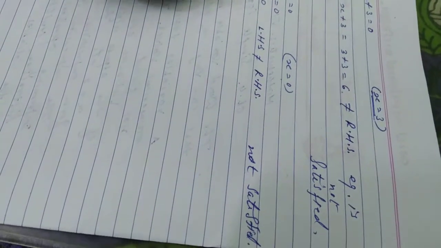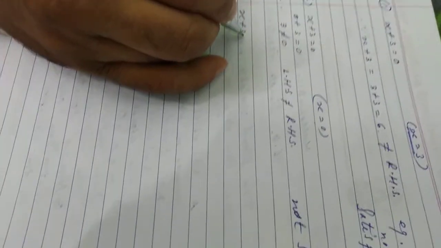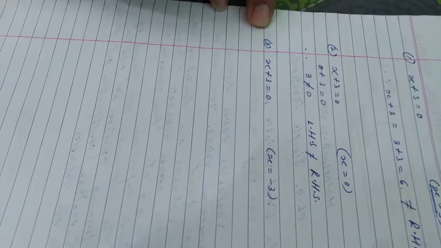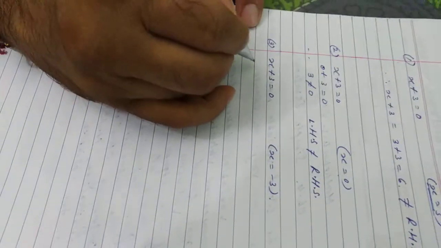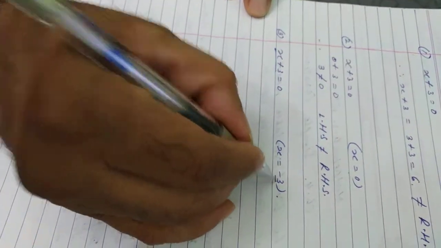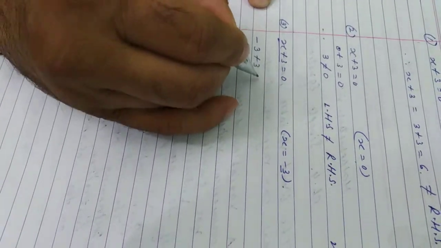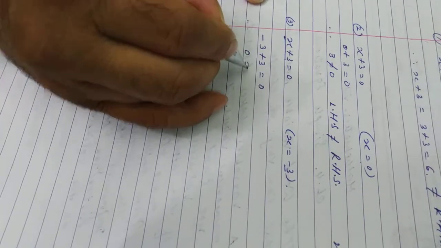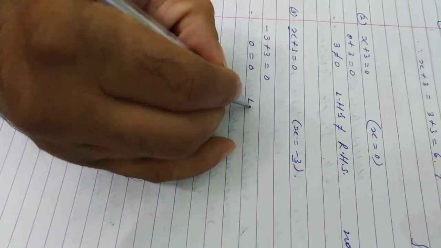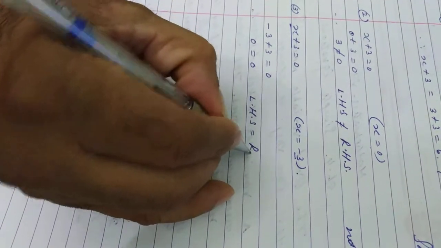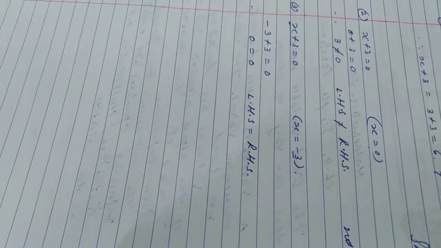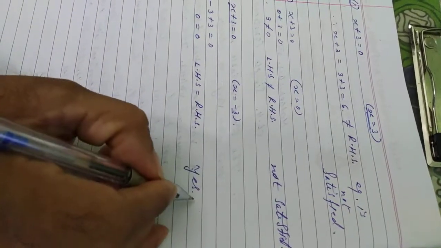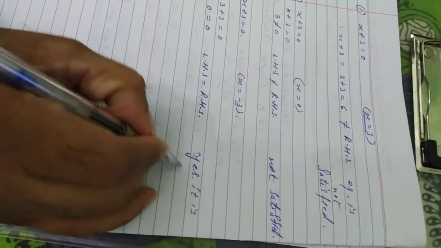Right? Now see the third. x plus 3 is equal to 0 where x is equal to minus 3. x is equal to minus 3. Minus 3 plus 3 is equal to 0. Now minus 3 plus 3, so 0 is equal to 0. So we can say the left hand side is equal to the right hand side. Right? So we can say it is satisfied. Yes, it is satisfied.